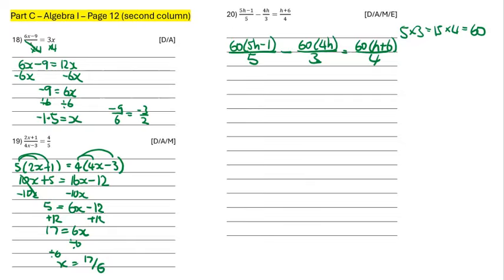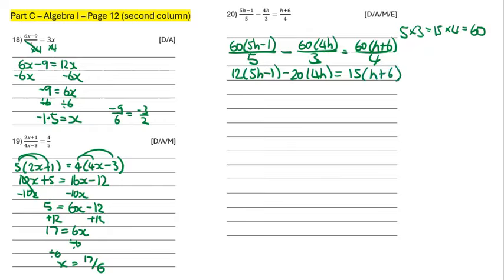So this one's a bit weird. I kind of call it the banana method, because if you simplify that bit there, it looks a bit like a banana. So if you go 60 divided by 5, that's going to get you to 12. So that's going to become 12 with my bracket. Same thing over here. We've got 60 divided by 3, which becomes 20. So that's going to become 20 with my bracket unchanged. And same thing over here. 60 divided by 4 is 15. That's going to be 15 with my bracket unchanged.